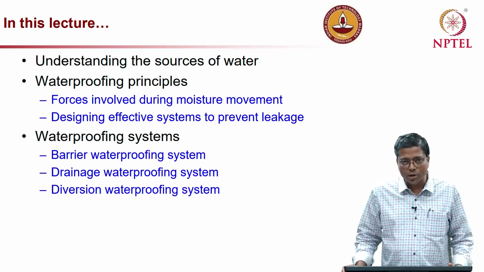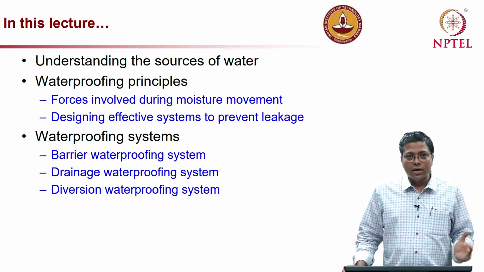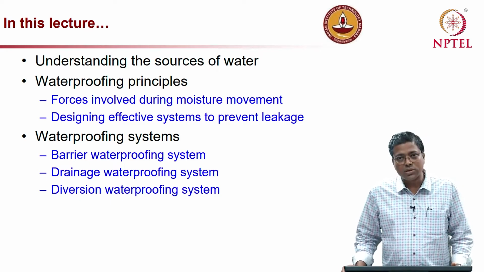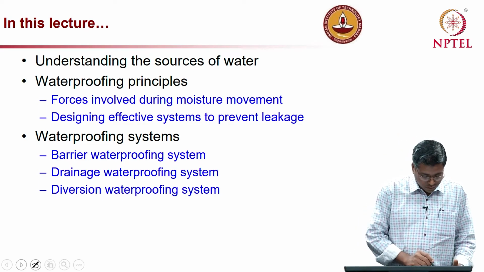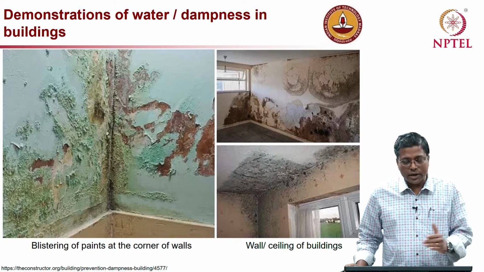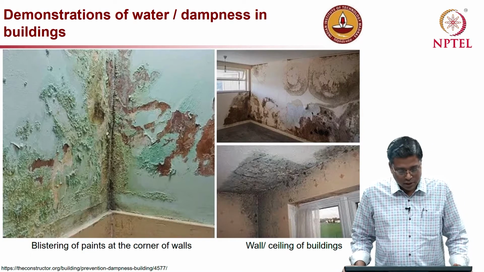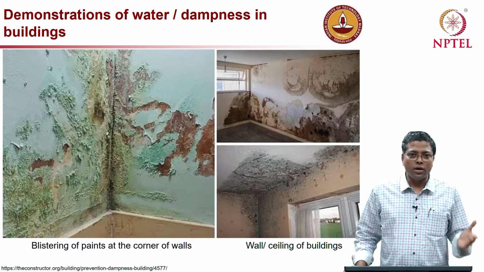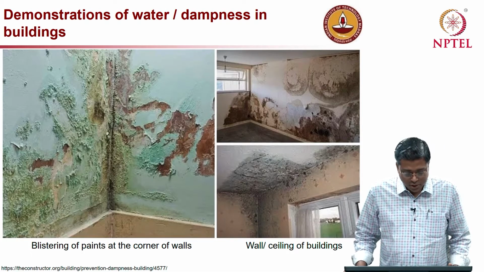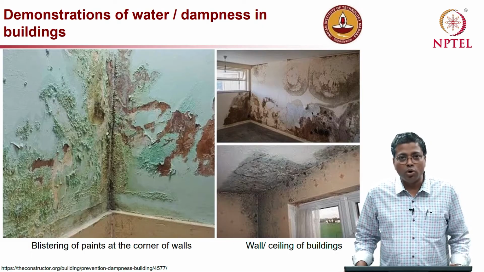And then waterproofing systems, we will talk about three major types of systems. One is the barrier waterproofing system, then the drainage waterproofing system, and then we will look at the diversion waterproofing system. So, before getting into all the details, let us look at the different manifestations of dampness in building elements, based on which we know what the source is.